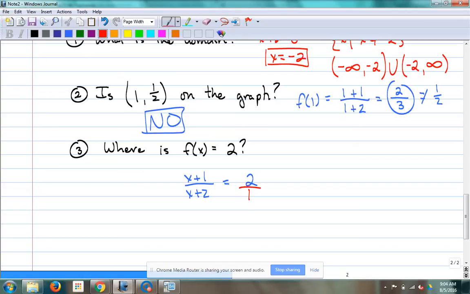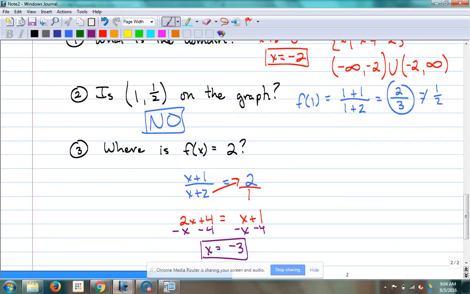Yeah, cross multiply. Bottom times top. Bottom times top. That'd be 2x plus 4 is equal to x plus 1. Subtract x. Subtract 4. x equals -3. And remember, it asks where. That's an x value. That's what I found. I found x is equal to -3. So that tells me where y is 2 is at -3.